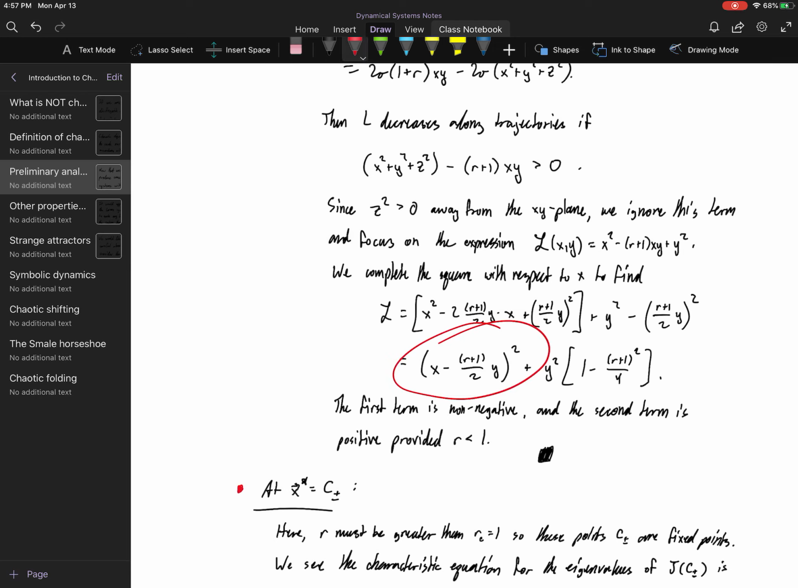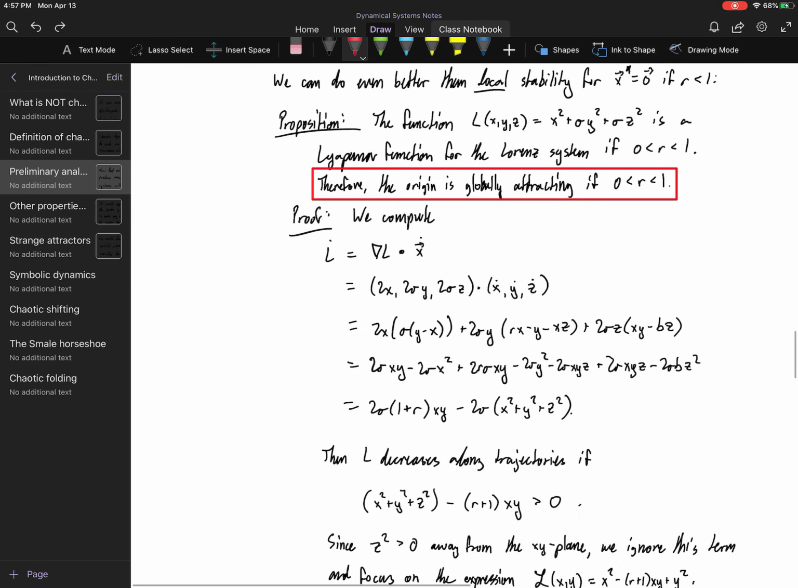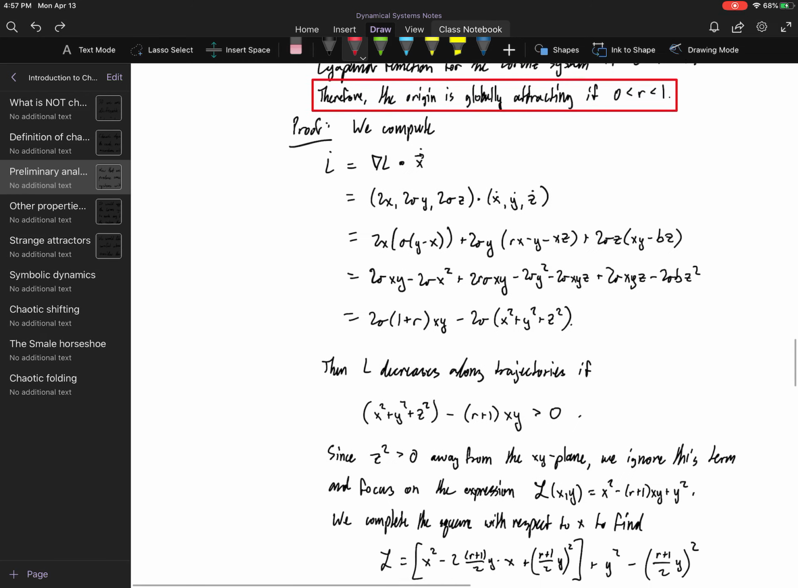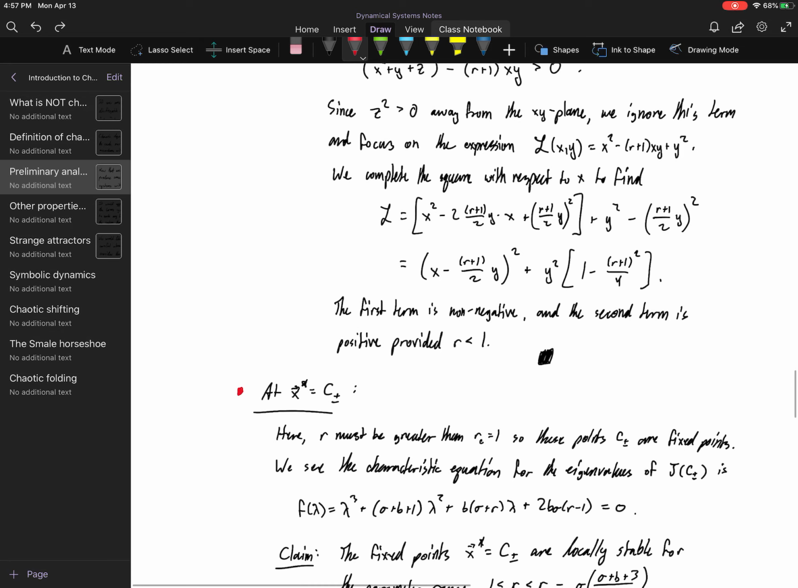And then, of course, a square term. I completed the square. The squares are non-negative. So, provided the parameter is less than 1, I can guarantee that this function, L, is a Lyapunov function centered at the origin, so the origin is actually globally attracting. Which, again, is kind of surprising to me, at least. That's kind of a big deal that you can do that.